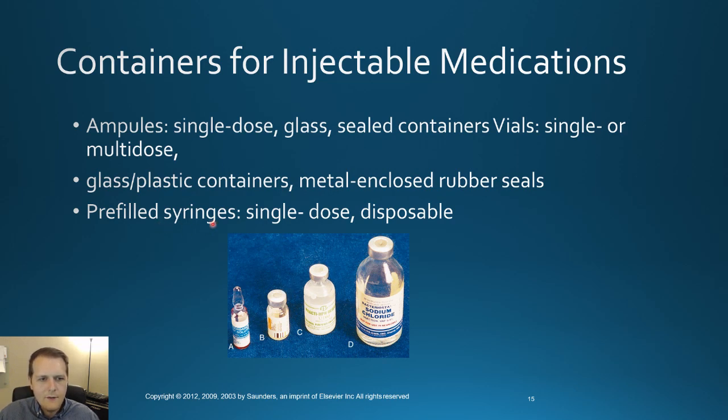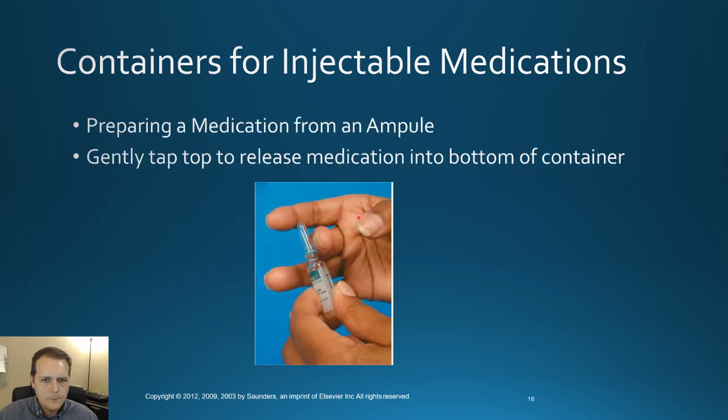And then you can have things like pre-filled syringes, which are typically going to be single dose and then be disposed of afterwards. So using an ampule, it's important to make sure to use alcohol to swab off all this to make sure it's clean. And then you'll tap off the top to make sure any liquid in here goes down to the bottom.